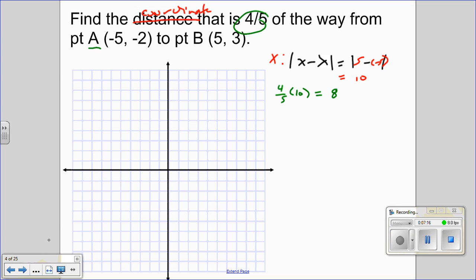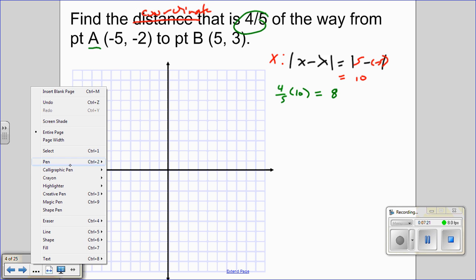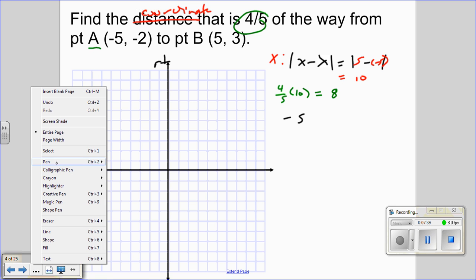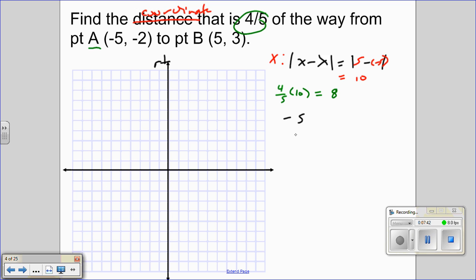So A's x is originally located at -5. Since we're going to have to move right to get to B, which is at +5, you're going to add 8. If we had to go left, we would subtract 8. So we add 8, which is your fractional distance, to your original starting value, -5, and you would get 3. So this would be the new x.